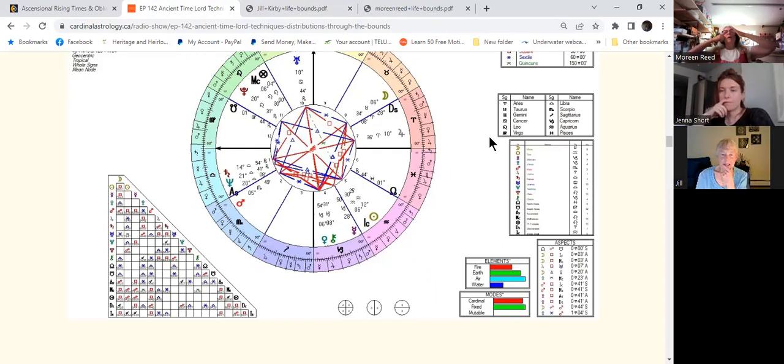On one level, I'm not anticipating that the distribution through the bounds for the life is going to do anything but just give big backdrop pictures. Okay. That's my question, how predominant are these themes? I think the rule of three, and I think Jill would agree with me here, you have to see an indicator on more than one level, whether it's by transit, by progression, by possibly this method. Yeah, there has to be more than one arrow pointing for things to manifest.